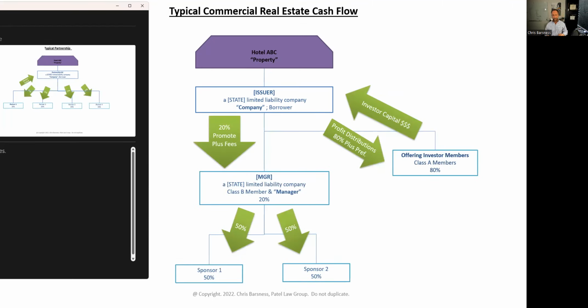This is the cash flow in the same org chart I just showed. Your investor capital on the right goes up. They put their money into the company. They get a profit distribution of 80%, and if there's a preferred return or anything else, that goes down to them. The rest goes down, plus any asset management fees or anything else, down to the manager, and then it flows through down to the sponsors, depending on how it's structured.